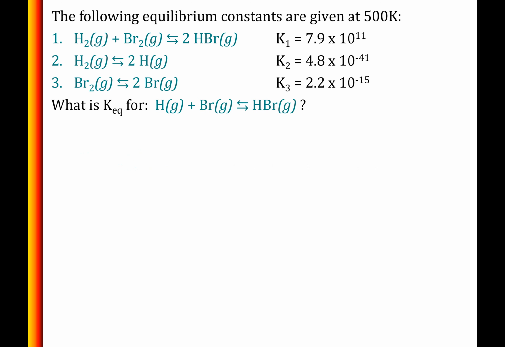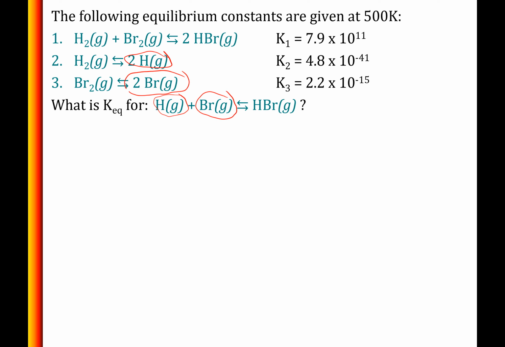Okay, so if we take a look at our equations, we want to see where we can get these different building blocks from. So where can we find H by itself? The only place we can find it is here. And where can we find bromine by itself? Again, the only place we can find it is in this equation.